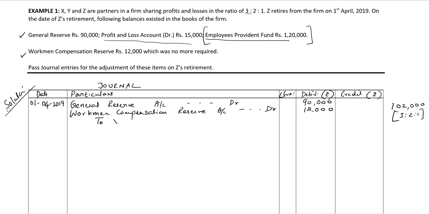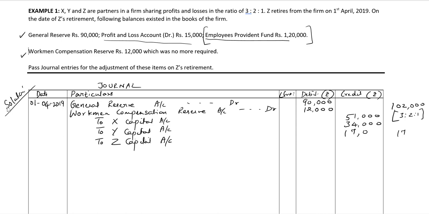So we have to X capital account, to Y capital account, to Z capital account. 51,000 against partner X, 34,000 against partner Y, and 17,000 against partner Z. Narration being reserves distributed.